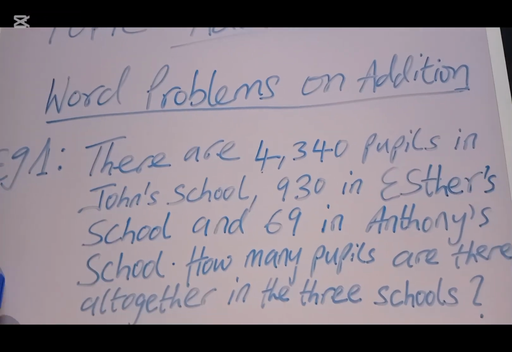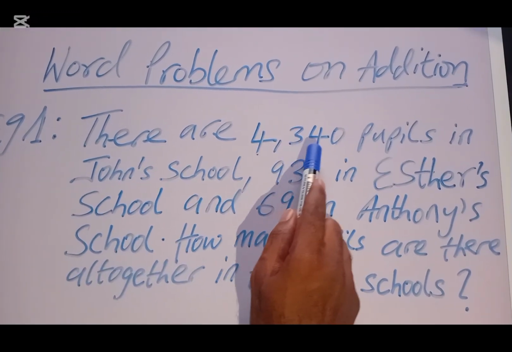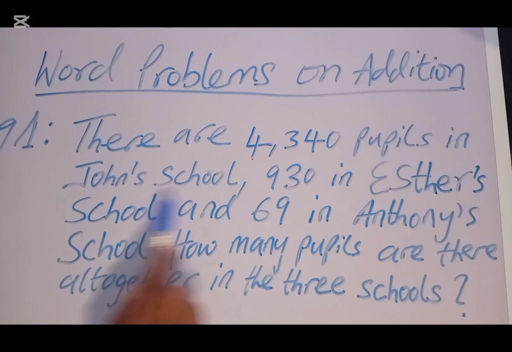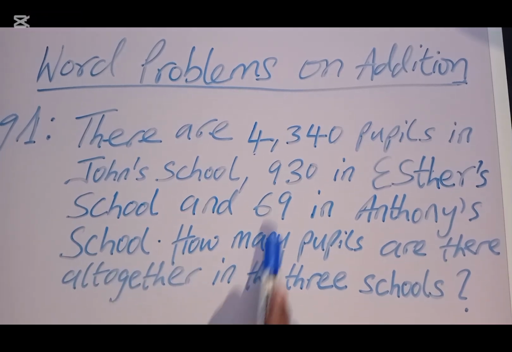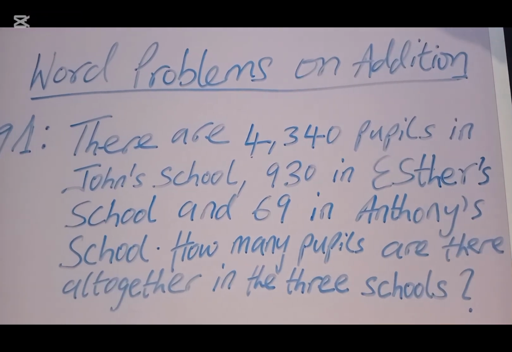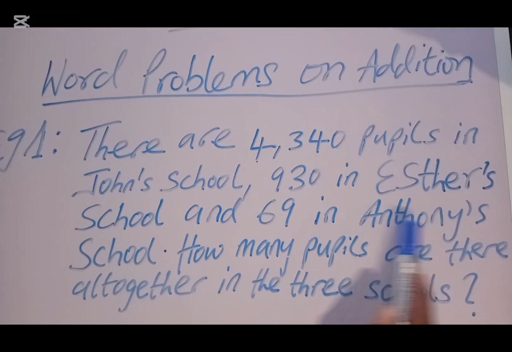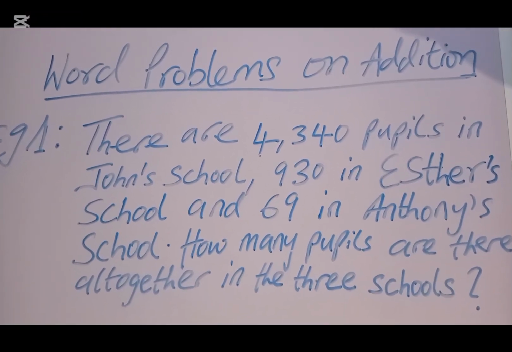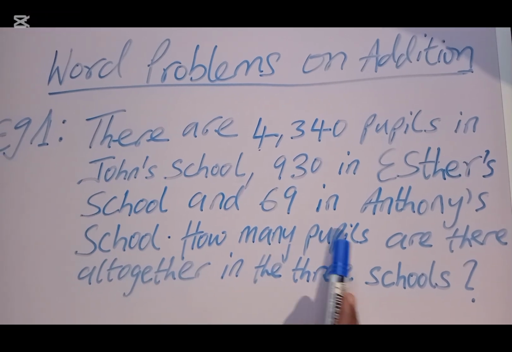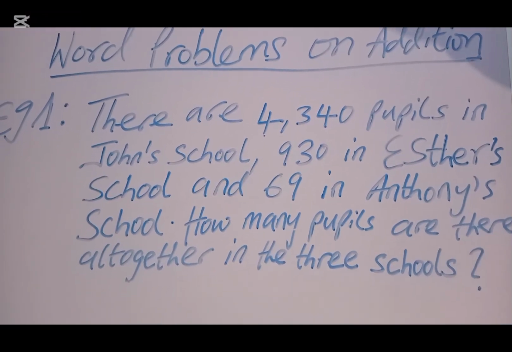The example says, there are 4,340 pupils in John's school, 930 in Esther's school, and 69 in Anthony's school. How many pupils are there altogether in the three schools?